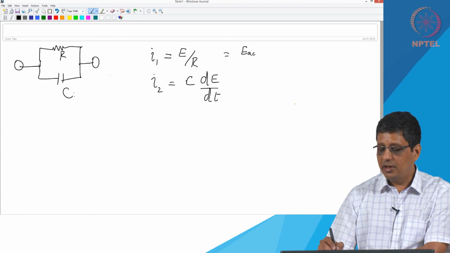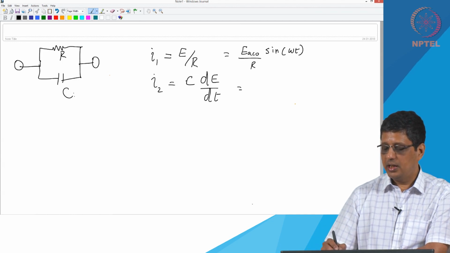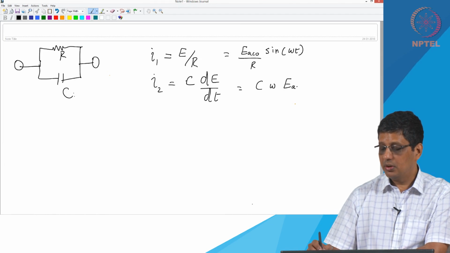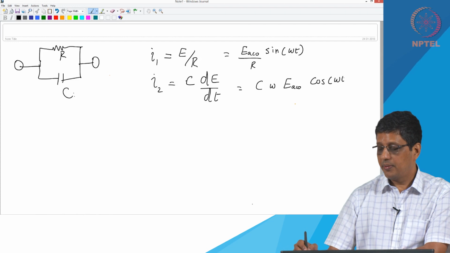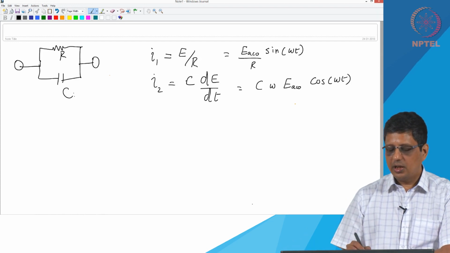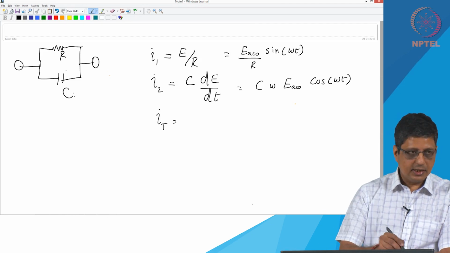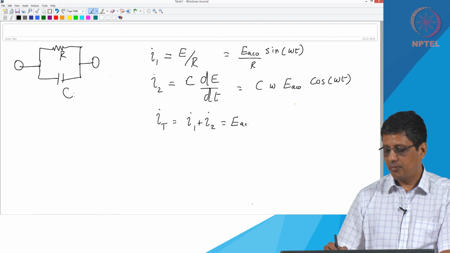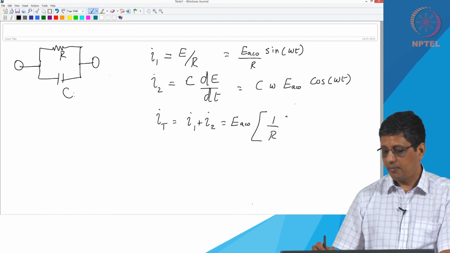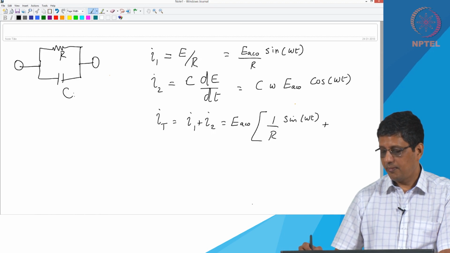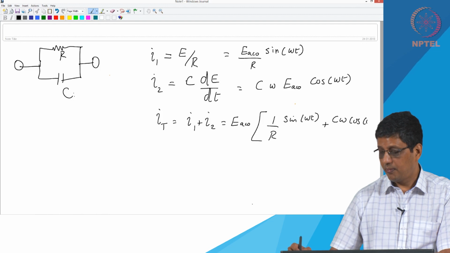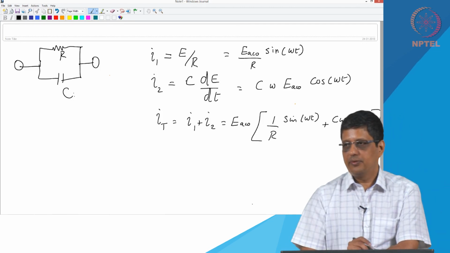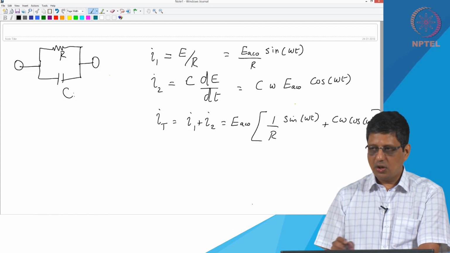When you apply a simple sinusoidal wave, we will write it as, and here we will write it as, we have seen this before, and the total current is the sum of the current through the top branch and the current through the bottom branch. I am just taking the EAC 0 outside this equation.